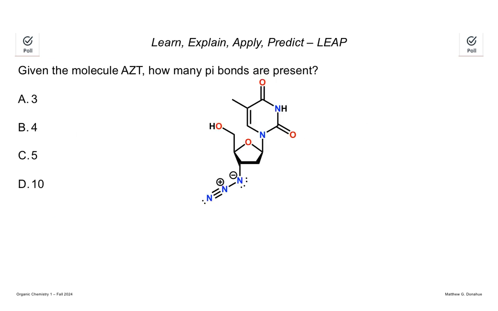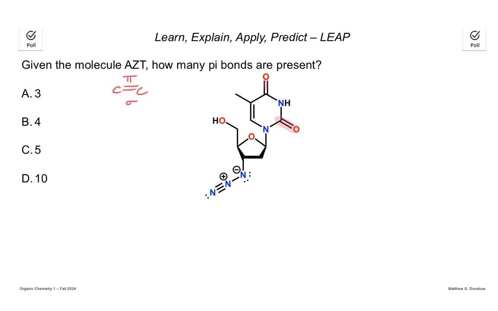Given the molecule AZT, how many pi bonds are present? So remember, we're looking for that situation where there's the sigma bond and there's this extra line, that's the pi bond. And so we'll go ahead and highlight those where we see them. So there's carbon with two bonds, another carbon with 2, then these 2. And then don't lose sight of the fact of the nitrogens. There's pi bond and pi bond.